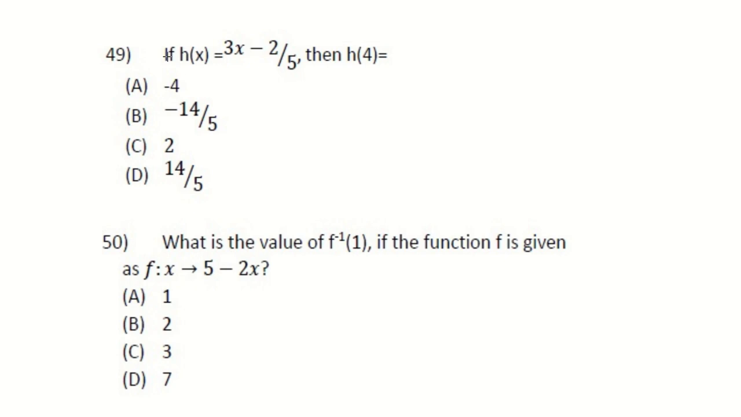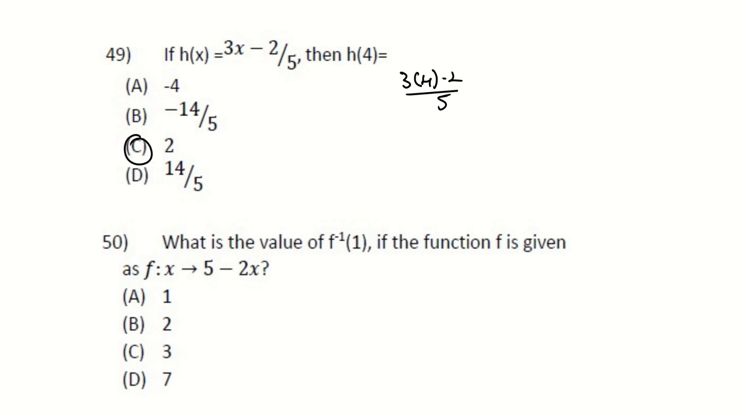Now they said if h of x is 3x minus 2 all over 5, then h of 4 means that x is equals to 4. Yeah? So that's 3 by 4 minus 2 over 5. 3 fours are 12. 12 minus 2 is 10. 10 divided by 5 is 2. So C is your answer.